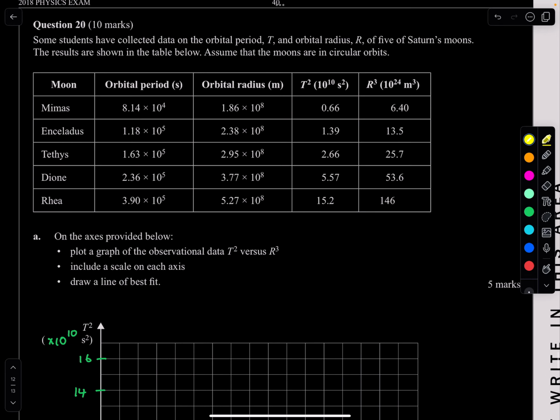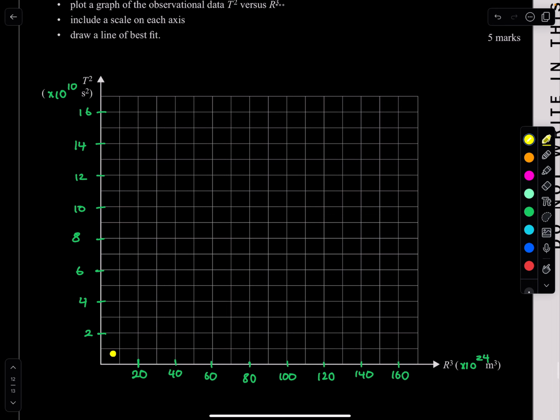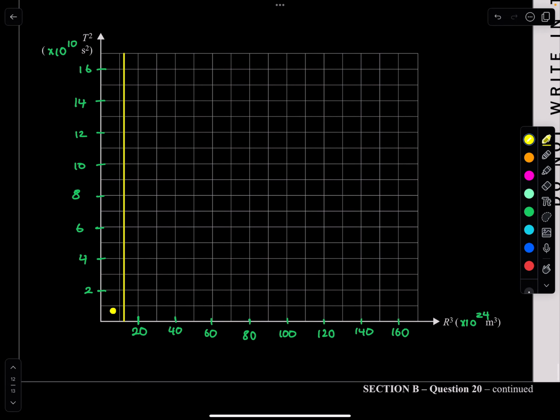Next point is 13.5. So 13, that's 10, so it's around here. 13.5 and 1.39. So that's 1, and 1.39 is around here, basically. Done. Next point.